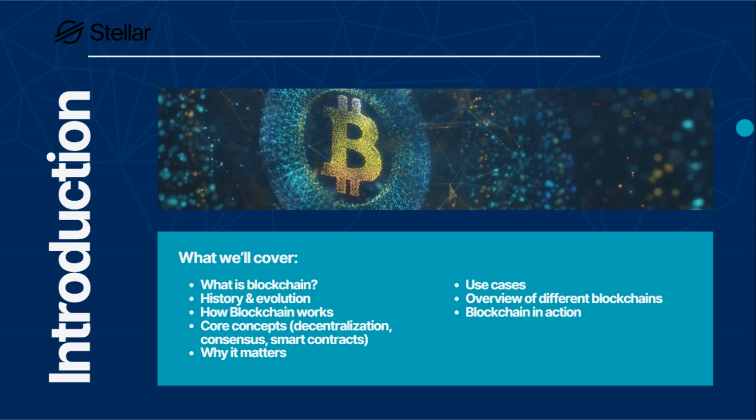Here's what we're going to cover today. First, we'll answer the most important question: what exactly is blockchain? Then we look at its history and evolution, how blockchain works technically, the core concepts like decentralization, consensus, and smart contracts, real world use cases, different blockchain platforms, and finally, we'll see blockchain in action using a transaction as an example. By structuring this session this way, we move from basic understanding, then technical foundation, and then real world application. Let's start with the basics.